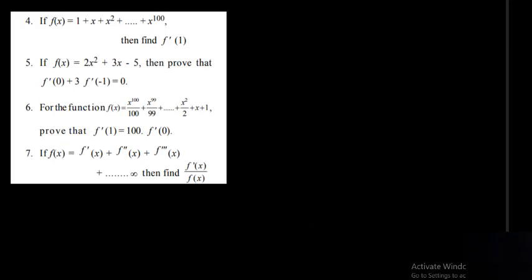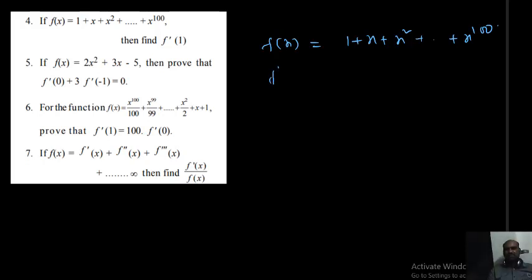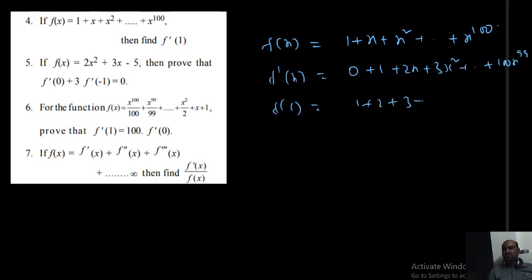Students, here f(x) is given as 1 + x + x^2 + ... + x^100. We want to find f'(x). First, f'(x) equals 0 + 1 + 2x + 3x^2 and so on, plus 100 times x^99. So f'(1) I want, that is 1 + 2 + 3 + 4 + ... + 100. That is the sum of the first 100 natural numbers, that is 5050.